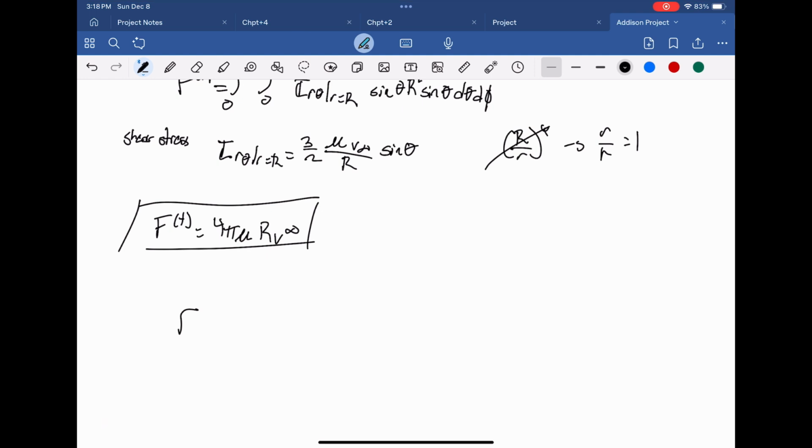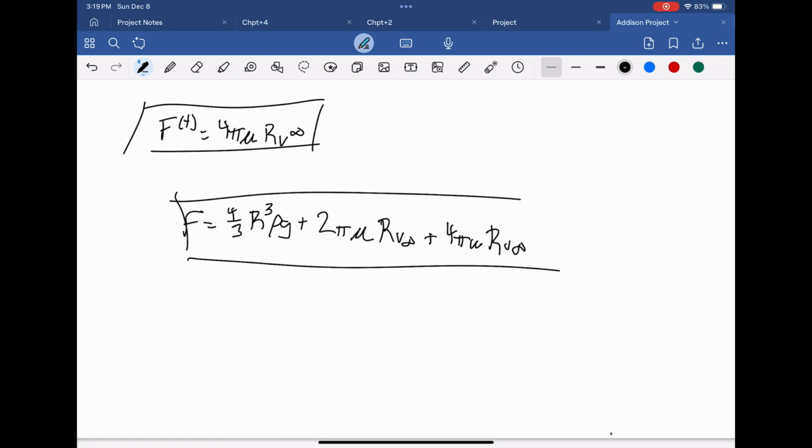We're going to add this back to the other two forces to find the total force equals 4/3 pi r cubed pressure times gravity plus 2 pi mu r v infinity plus 4 pi mu r v infinity. This is our final equation. The first term is our buoyant force found from tau rr. Second, also found from tau rr, is our form drag. And the final term is the friction drag we got from the tangential force. And that is everything we need.